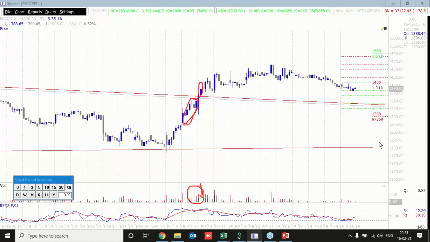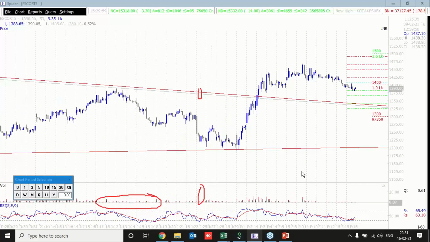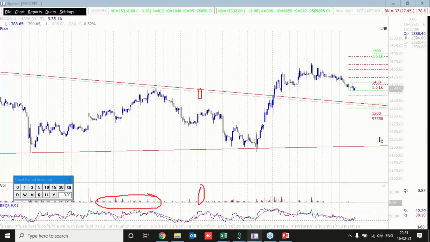So the fact is that when there is volume at the breakout point, this will tell you whether it is being bought by the large institutions or not. So if you compare this volume with the volume when the stock was drifting down, it is pretty much on the lower side. It is not as high as what it was when the stock gave a breakout. So now I think this should give you a better picture of what happened in terms of the volume.